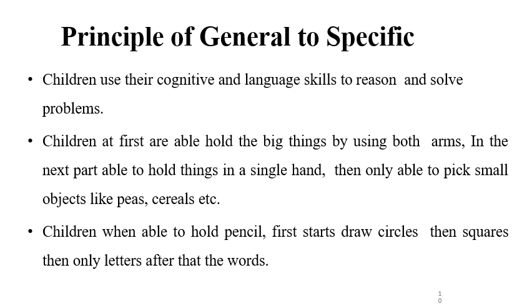And the next one is the principle of general to specific. Whenever any development occurs, the child always first learns the general things about the skills and then goes towards the specific things. For example, if we give a ball to the child, first they will learn how to hold the ball using the whole body, and then gradually they will start learning to hold the ball using the fingers. So they use the general first and go to the specific.